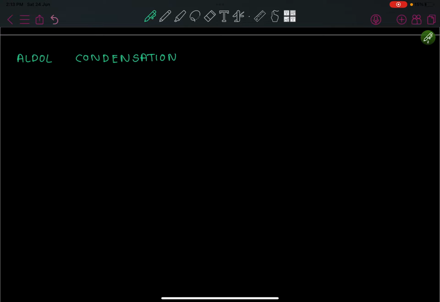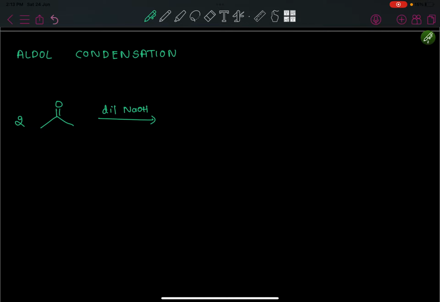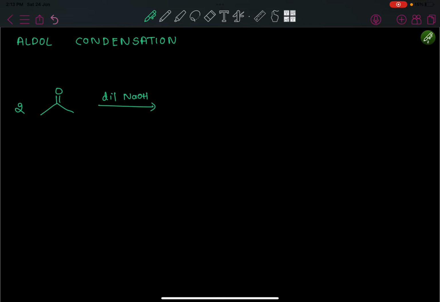Fine. So firstly, aldol condensation. For example, I'm taking acetone, right? Here I'll take 2 units of acetone in the presence of a diluted base. The first criterion is to use a diluted base, right? When this diluted base reacts with acetone, we get this sort of a product.